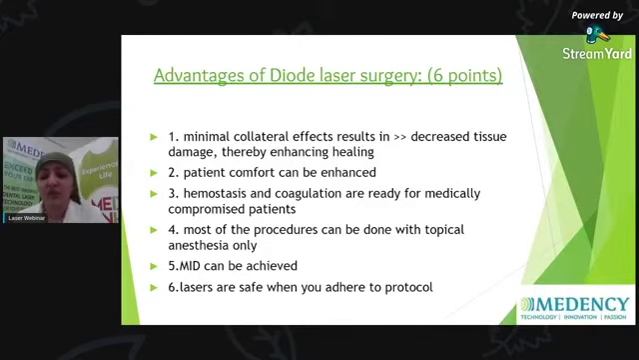Most of the procedures can be done with topical anesthesia only. We don't use any anesthetic injections, only in a minimal number of cases. And also we can achieve minimally invasive dentistry. If you are using your dental loops, it will be much better. And as Dr. Amr said, the fibers we are using in the diode laser device are very, very small in size, in spot size measurements. And finally, the lasers are safe when you adhere to protocol.